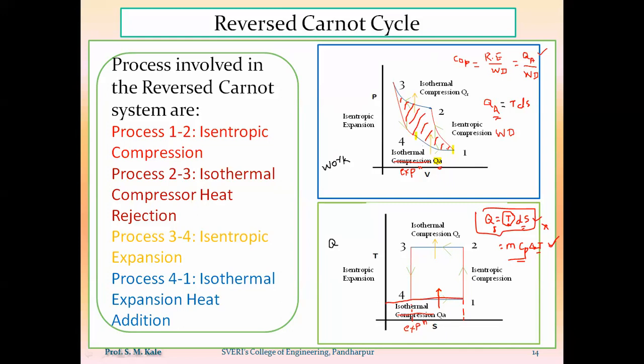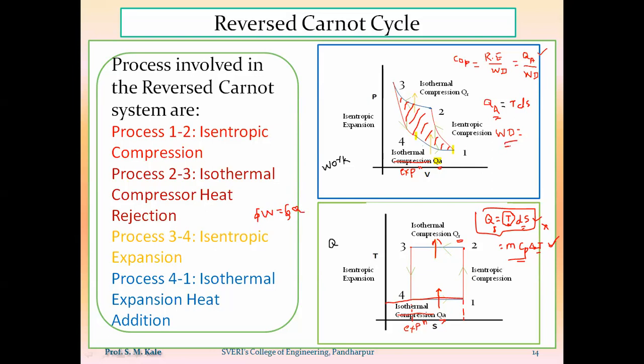Another way is by considering the first law of thermodynamics, as we know that work and heat are interconvertible. During the process 4 to 1, we are adding heat to the system, and during the process 2 to 3, we are rejecting heat from the system. Here the value of heat rejection QR is higher than the value of QA. As we know, cyclic integration of work is cyclic integration of heat according to the first law of thermodynamics.